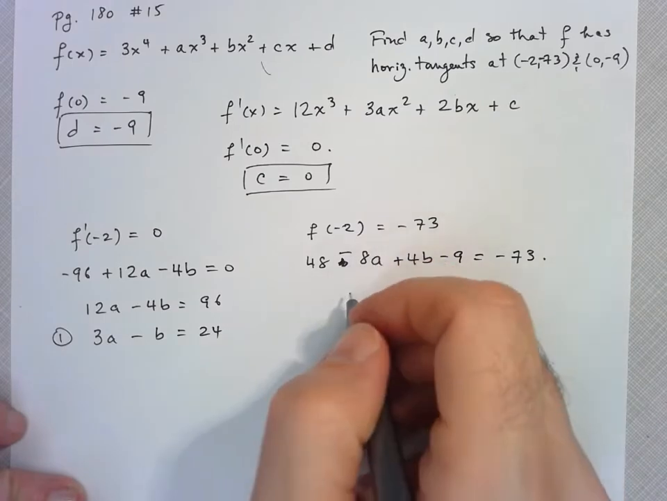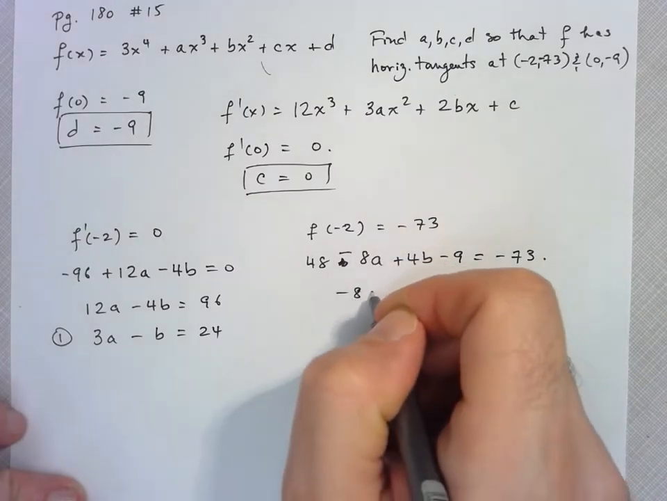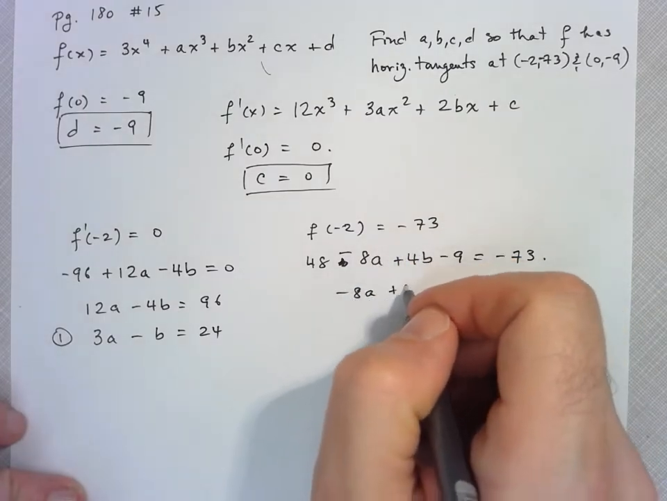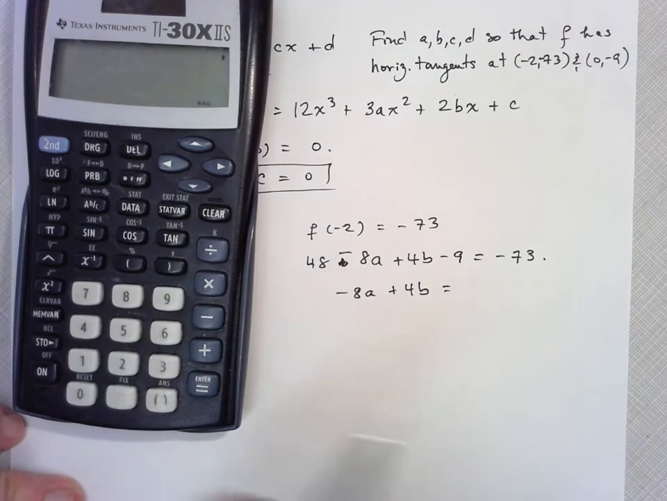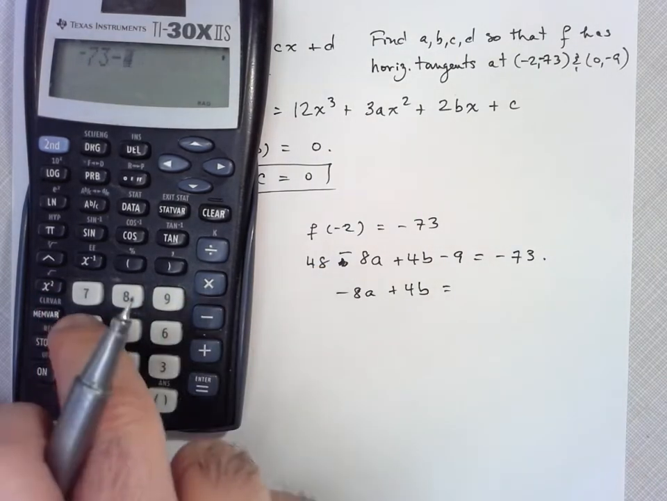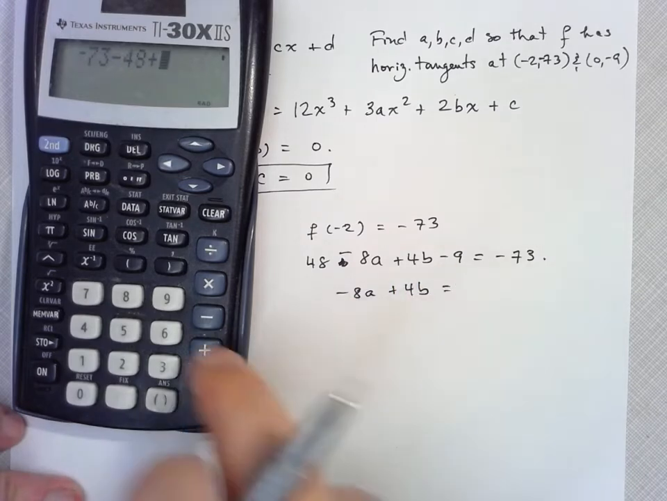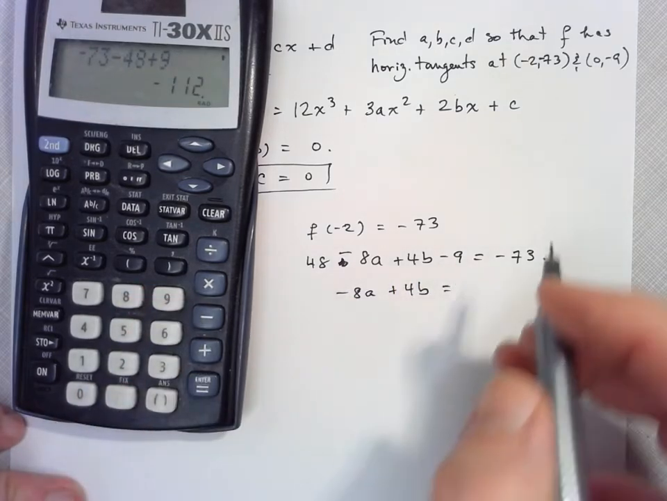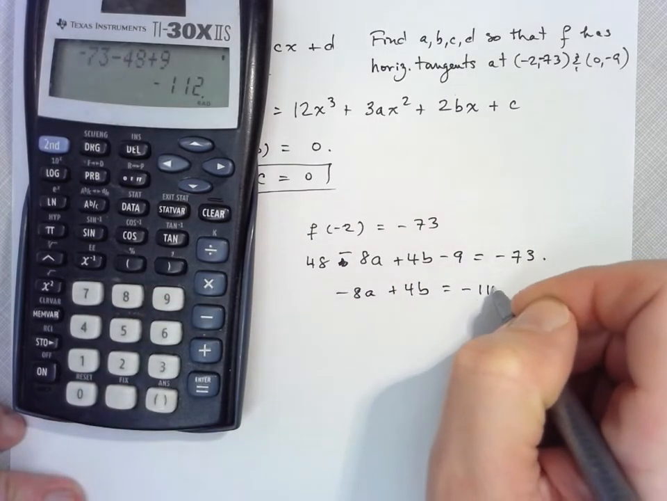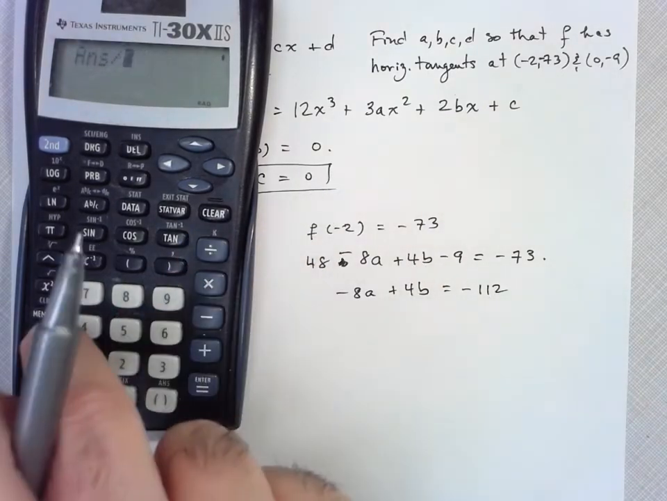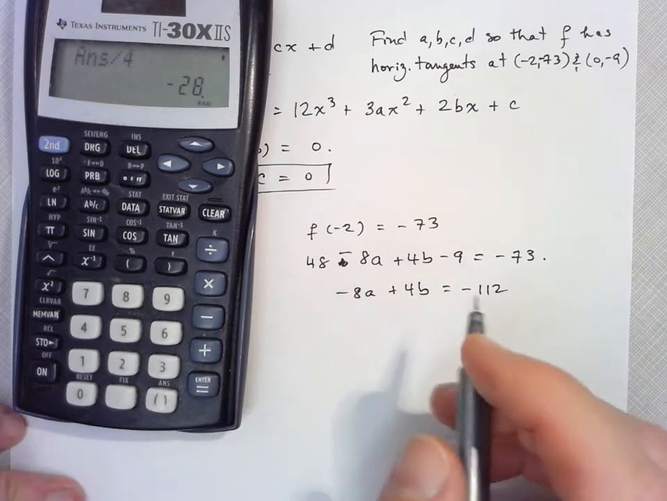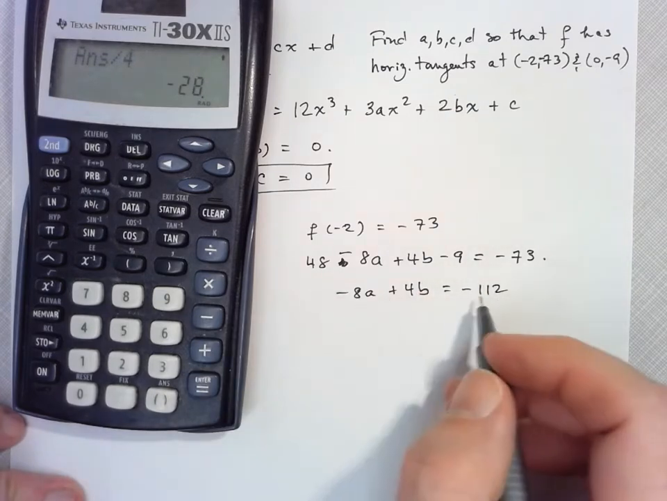Okay, so let's simplify this here. We've got -8a plus 4b, and I think I'm going to use a calculator for this here. Don't want to make a mistake. So -73. So we're going to subtract the 48, and we're going to add the 9. Okay, so here we have -112. Okay, and let's see if -112 is divisible by 4. Simplify the equation. Yeah, that's good. So divide both sides by 4.